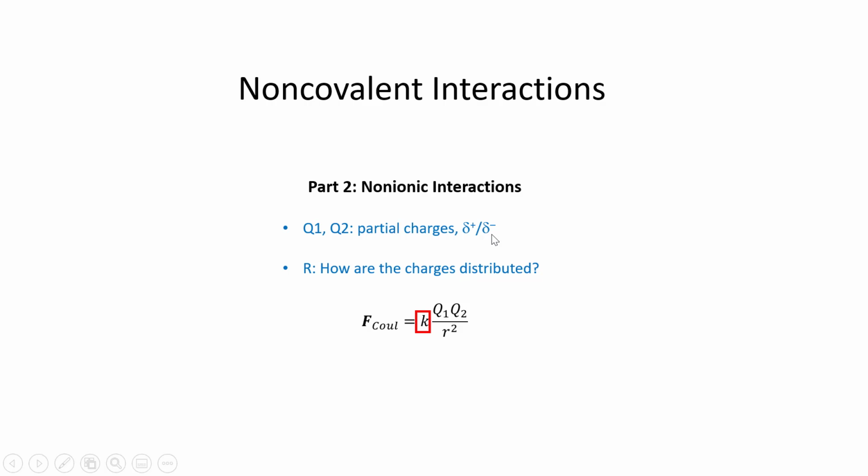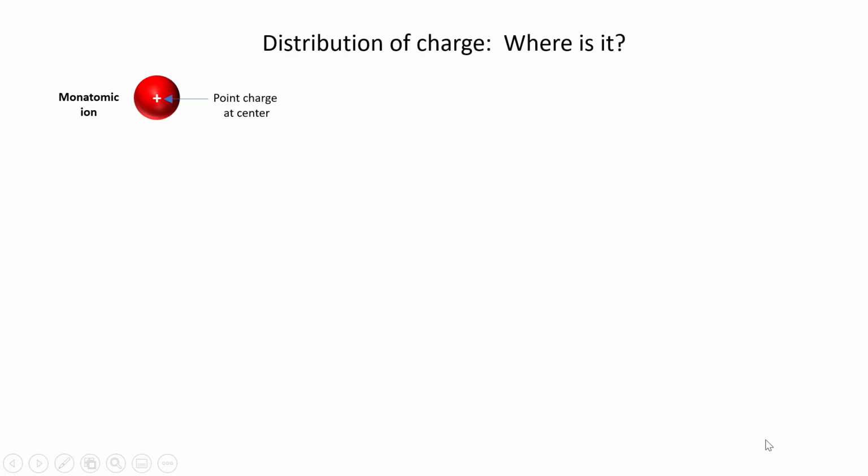In this second video on noncovalent interactions, we will focus on nonionic interactions and discuss how partial charges and their distribution within a molecule affects noncovalent attractions or repulsions. Both affect the size of the coulombic interactions between the partial charges.